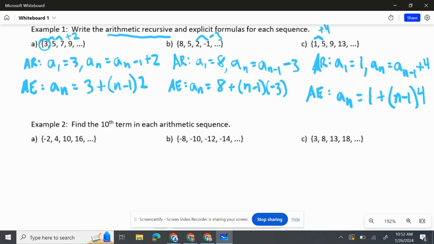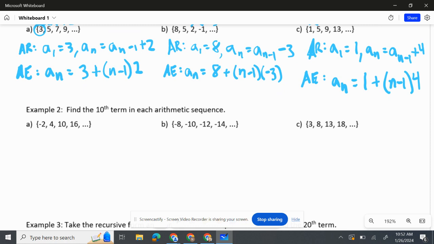Now, for example 2, what we're doing is finding our 10th term. So we're going to use our nth term formula. That would be the explicit form. So we're going to go a sub 10 equals, our first term is negative 2, and we see that it's going up by 6. So we have plus 10 minus 1, and then we're going to times it by 6. That right there gives us 52.